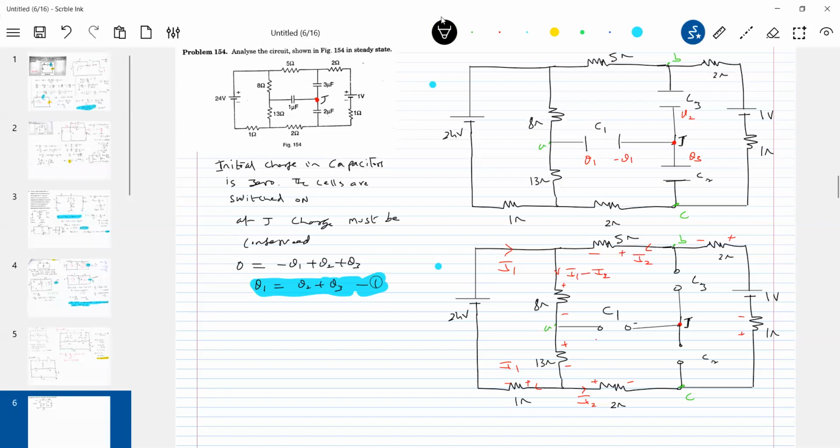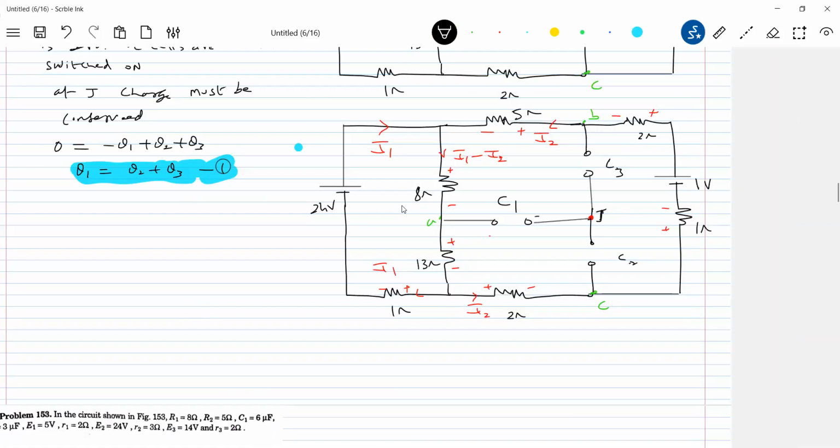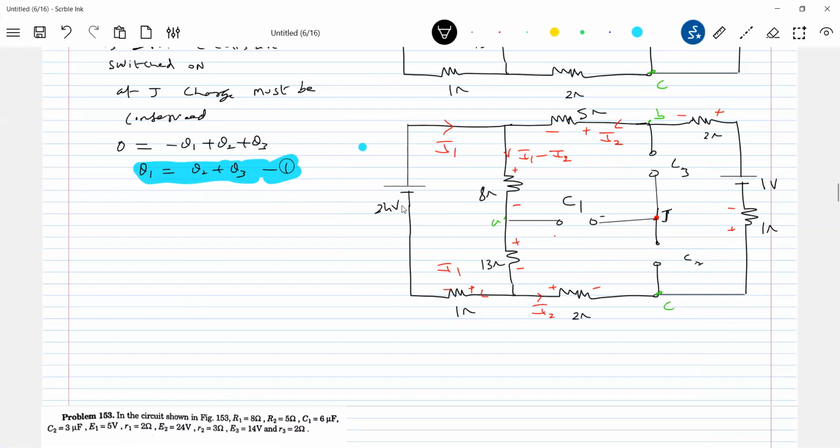Okay, I'll directly come to the second part of the problem. In the second circuit, looking at that, I'll write the KVLs. So this should be equal to, yeah.